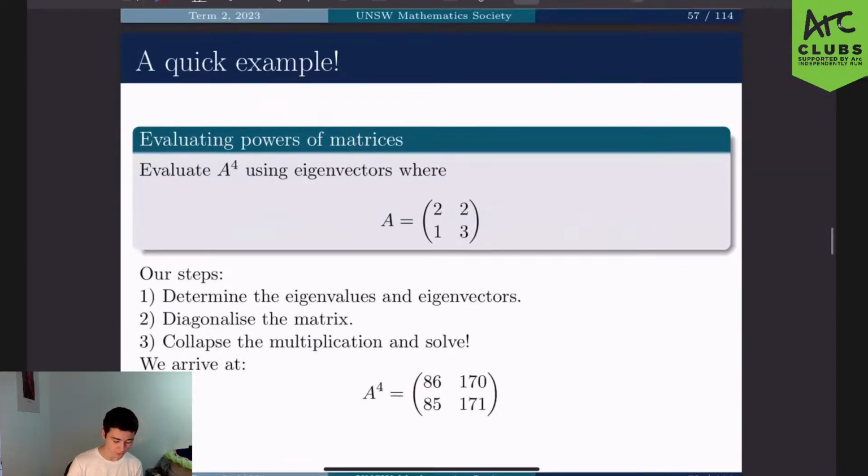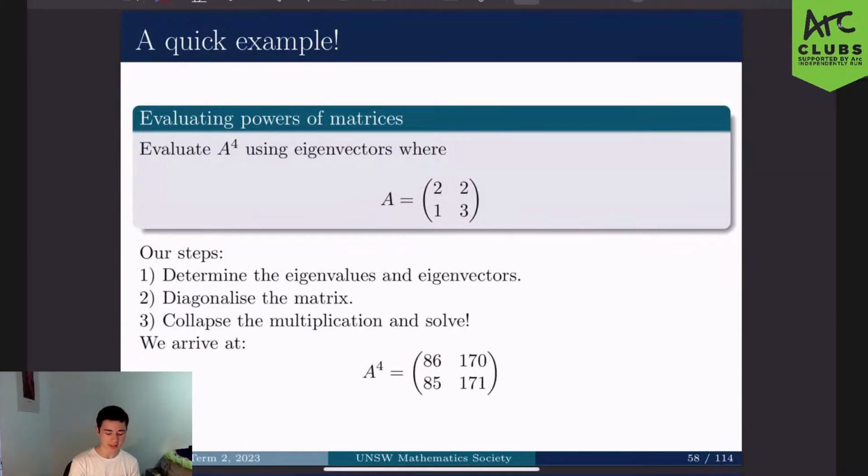Okay, so our quick example, A is going to be the matrix 2, 1, 2, 3. And what we're going to do is we're going to evaluate A to the 4.